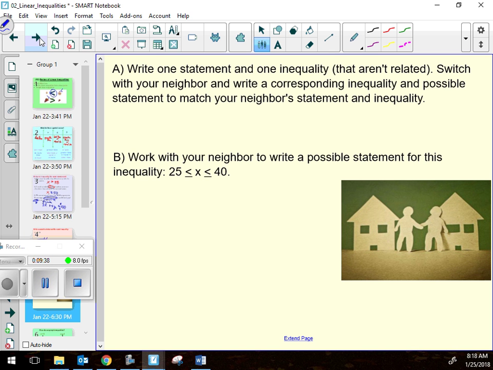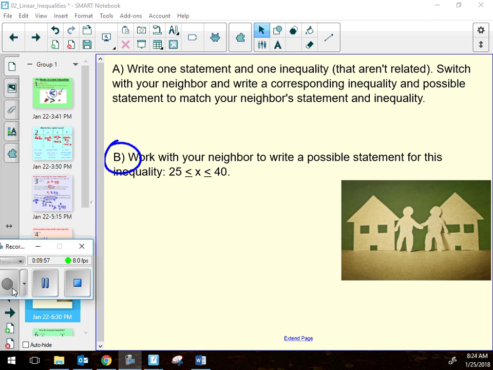All right. So writing a statement. Write one statement and one inequality that aren't related. And then switch. Okay, hold on. I'm going to pause for a second. Okay, so I'm back. Work with your neighbor and write a possible statement for this inequality.